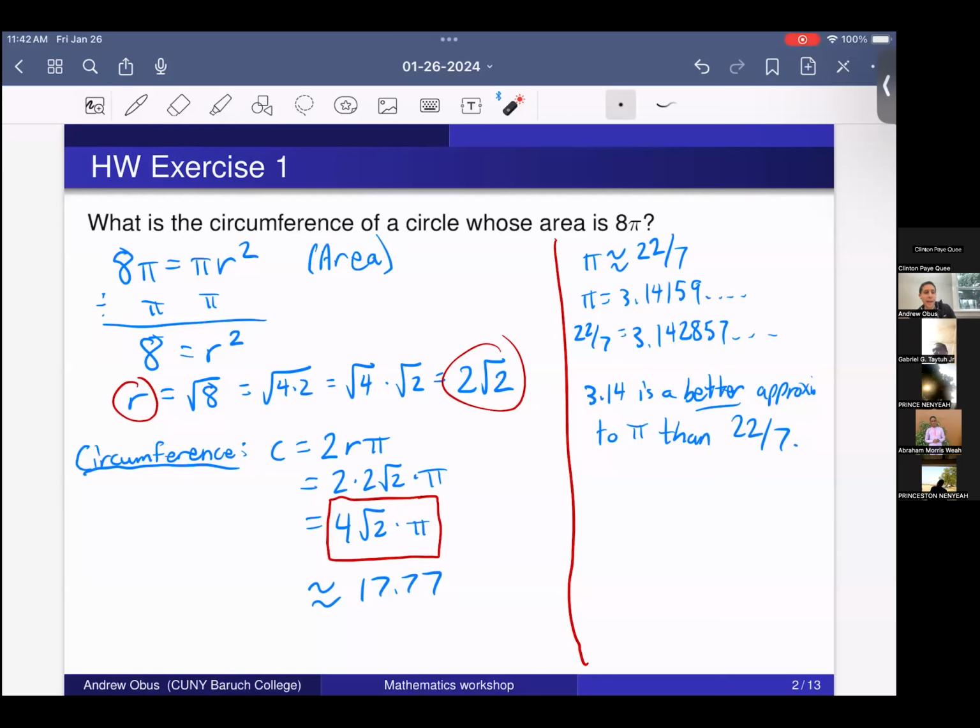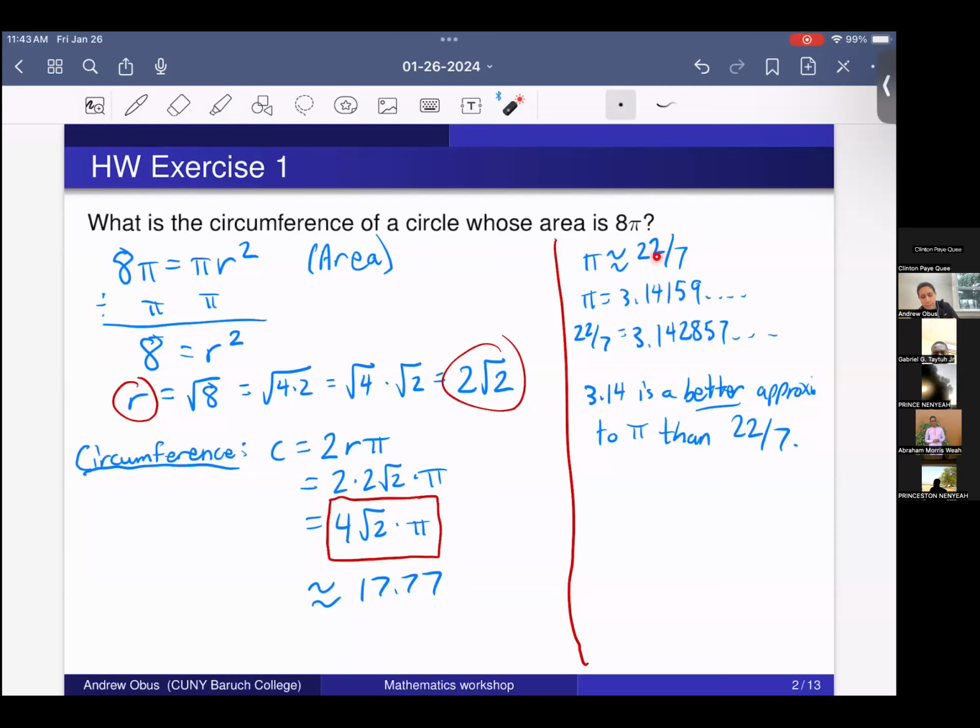If the question said, what is the answer accurate to 2 decimal places, then you want to convert to decimals and write something like 17.77. If you're actually trying to measure this circumference, then having the decimals is going to be useful. It's very, very rare that having this approximation 22/7 is going to be helpful.